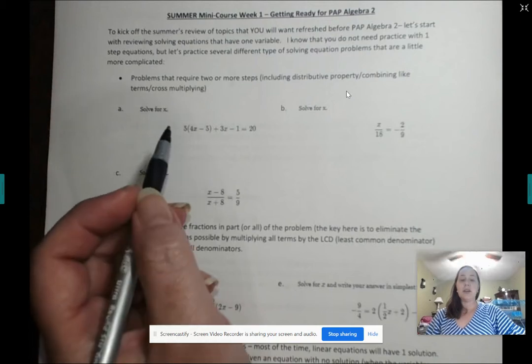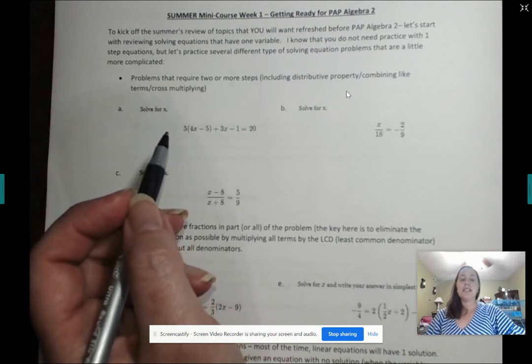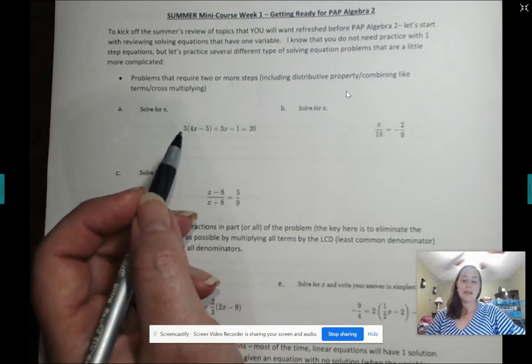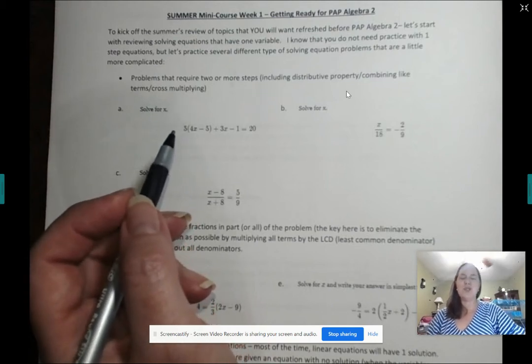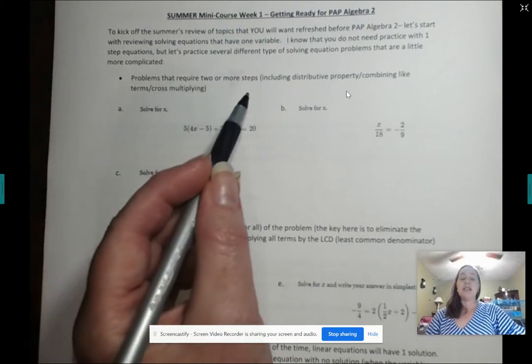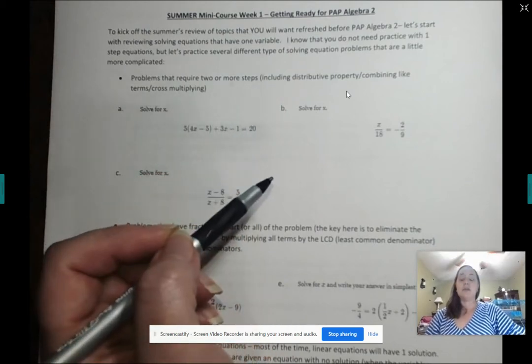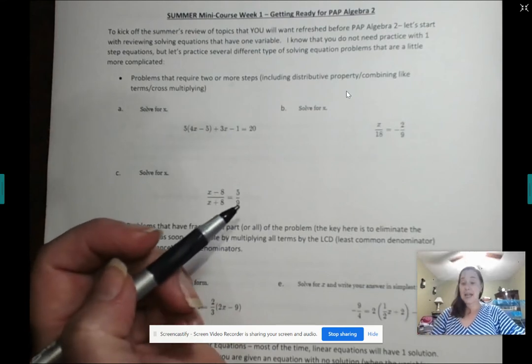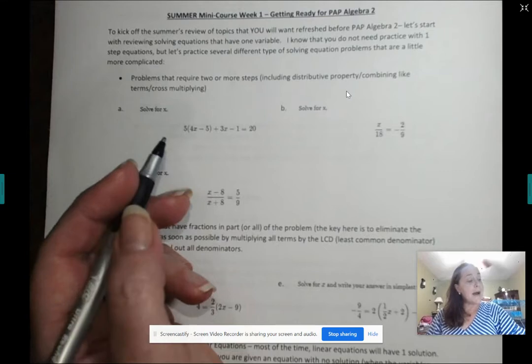So I'm not starting with easy ones because the easy ones, you don't need practice on those. One-step equations, even two-step equations, I don't think you need help on that. But we're looking at ones that require some extra steps, maybe just look a little different, and you might not know exactly how to handle them. We're going to work with those first.